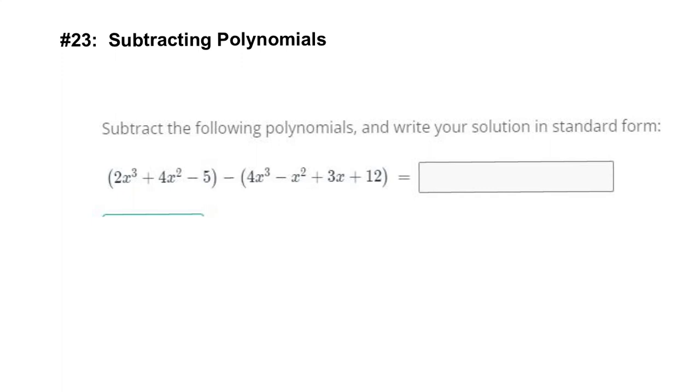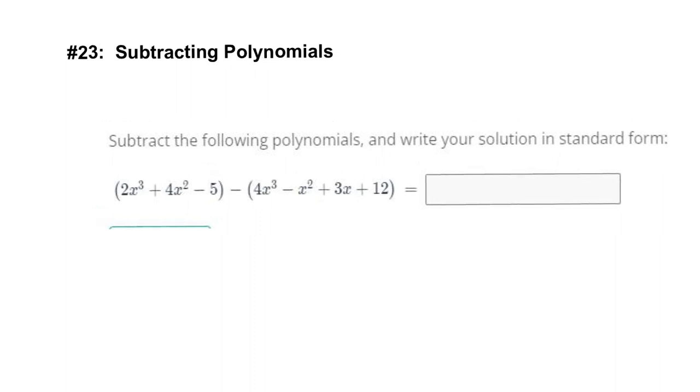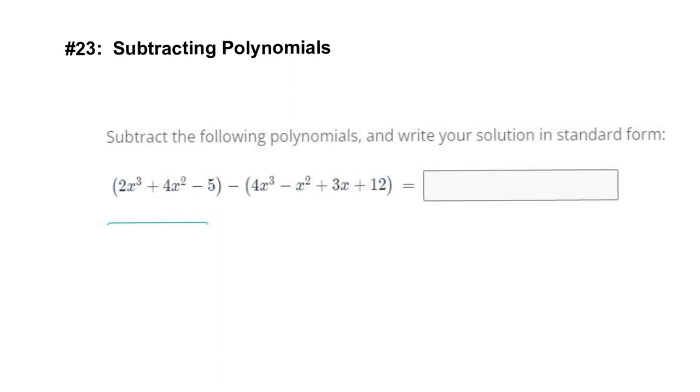Okay, this lesson is covering number 23 on the benchmark, subtracting polynomials. So the question asks us to subtract the following polynomials and write your solution in standard form. Now, what is important when we subtract polynomials, this minus sign here is actually saying that we are going to distribute a -1. So we're going to distribute a -1 into everything in the second polynomial. And what's going to happen there is it's going to change all the signs.